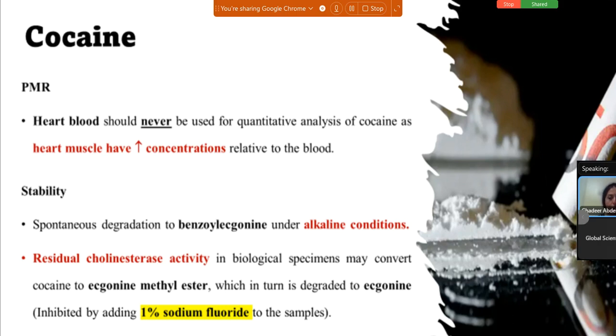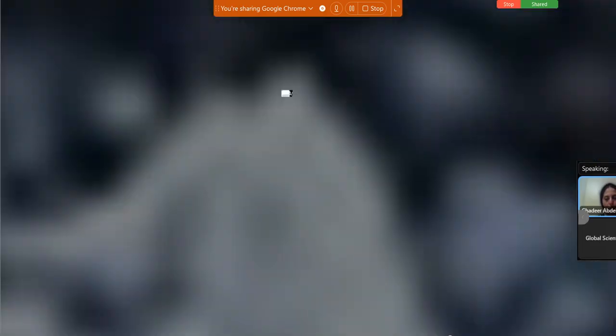Spontaneous degradation of cocaine to benzoylecgonine may happen under alkaline conditions, and residual cholinesterase activity in biological specimens may convert cocaine to ecgonine methyl ester, which in turn is degraded to ecgonine. And this process is inhibited by adding 1% sodium fluoride to the samples as a preservative.